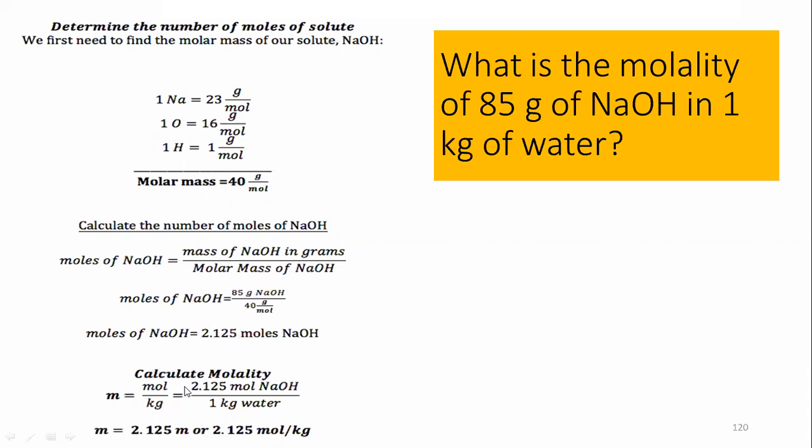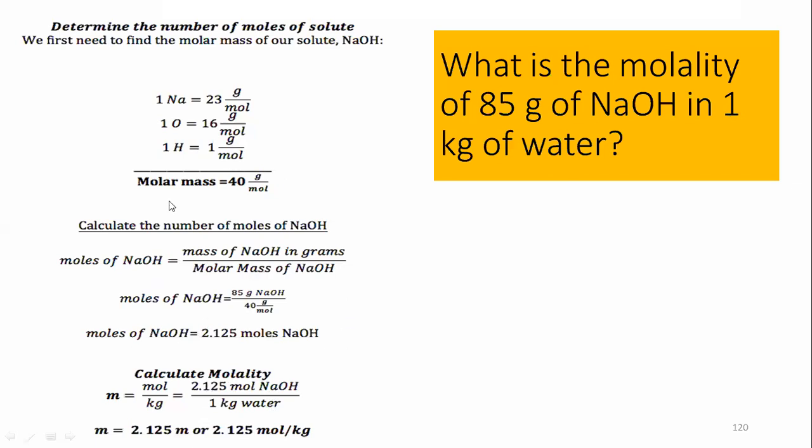Now you can calculate the molality. Simply, 1 kilogram of solvent is given. That means this doesn't need any further conversion. So 2.125 moles of NaOH divided by 1 kilogram of the solvent, and this will remain the same. That means the molality is 2.125 molal, or you can represent it as 2.125 mole per kilogram.